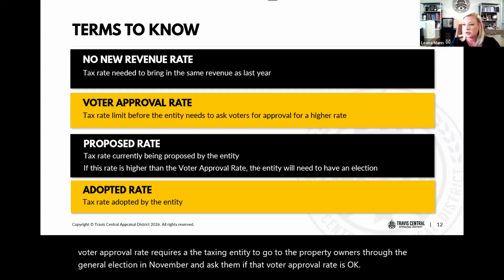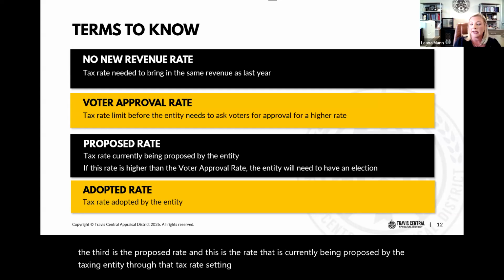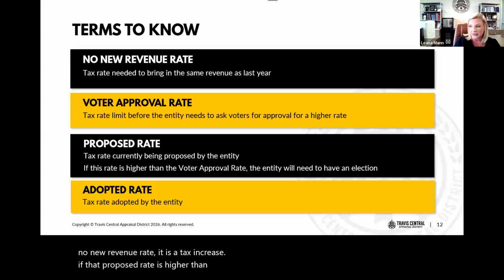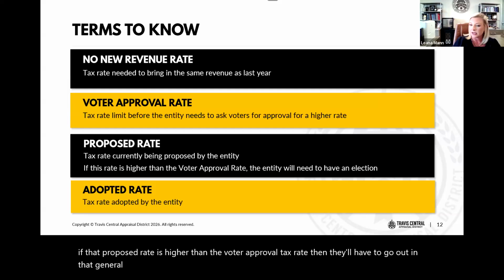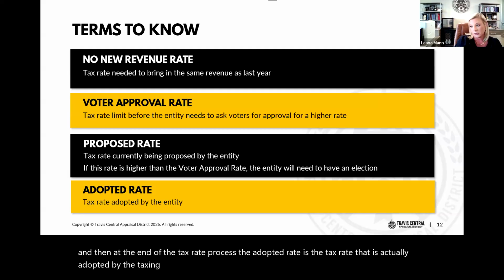The third is the proposed rate, and this is the rate that is currently being proposed by the taxing entity through that tax rate setting process. And again, if this rate is higher than that no new revenue rate, it is a tax increase. If that proposed rate is higher than the voter approval tax rate, then they'll have to go out in that November general election and ask for approval to go above that rate. And then at the end of the tax rate process, the adopted rate is the tax rate that is actually adopted by the taxing entity and what you'll see on your tax bill.